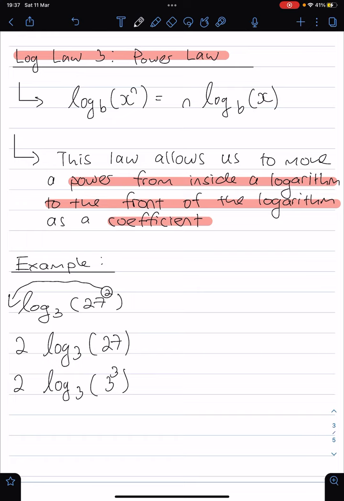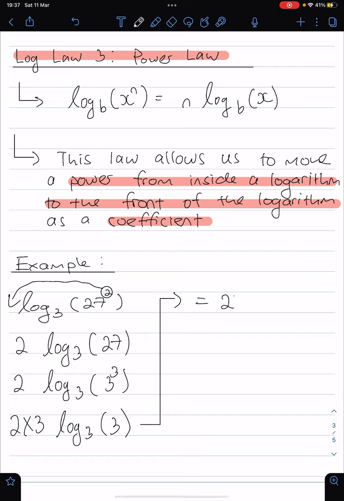Based off the law that we just learned, we can now take the exponent 3 and move it to the front as well. This means that the 2 gets multiplied by 3. We simply have log 3 (3). Given the rule that we learned earlier in the other two laws, we can change log 3 (3) into 1. And so the answer becomes 2 times 3 times 1, or simply 6.